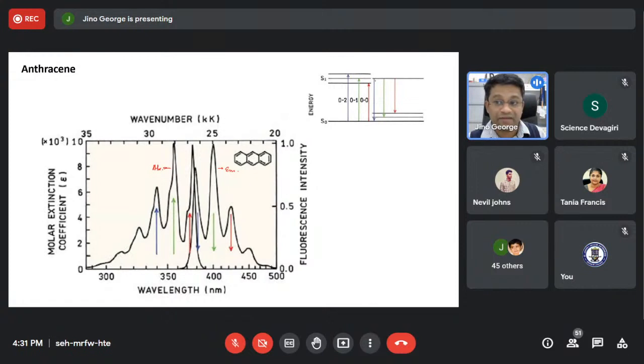In the same way, you will fall into S1. So this is not exactly correct. Kasha says that you have to come here, and from there it will fall. That's most important.